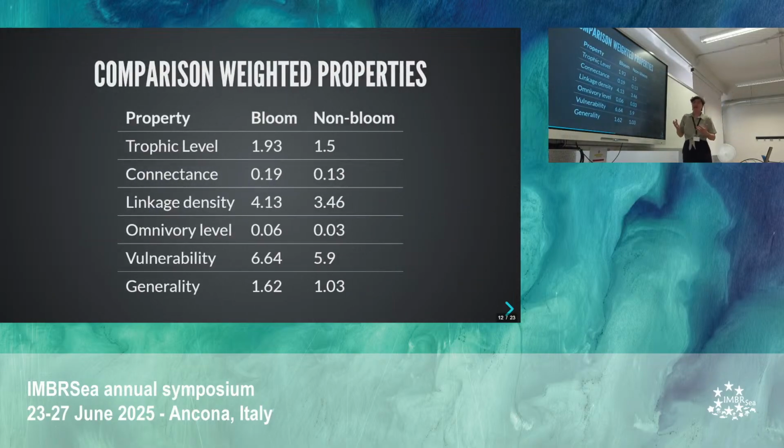If we compare the properties for the two scenarios, we can see that the bloom year has a higher value for basically all of the properties. They're the same but calculated with the weight of the interaction. The only difference to the unweighted measures is the omnivory level, because this refers to whether the species eats from different levels, but mainly, like all but one prey are from the same level, or if actually all of the prey come from a different trophic level, then the omnivory level would be very high.